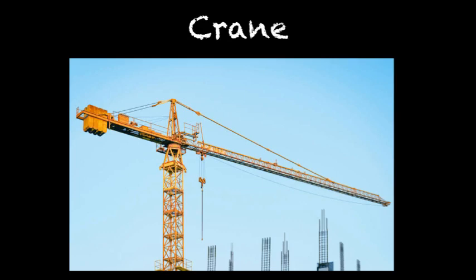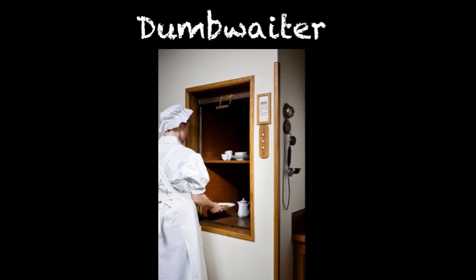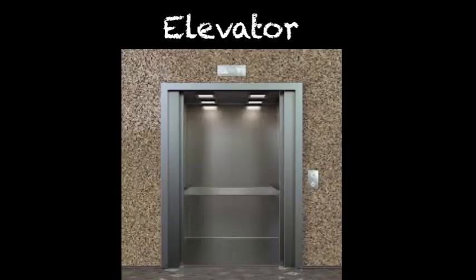Dumbwaiter is a hoisting and lowering mechanism equipped with a car not to exceed 3,861 square meters in area and a maximum height of 1.2 meters, the capacity of which does not exceed 277 kilos, used exclusively for carrying materials. Elevator is a hoisting and lowering mechanism equipped with a car or platform which moves in guides in a vertical direction, serving two or more floors of a building or structure. Movement of the car may be controlled by gravitational, manual, or mechanical power.